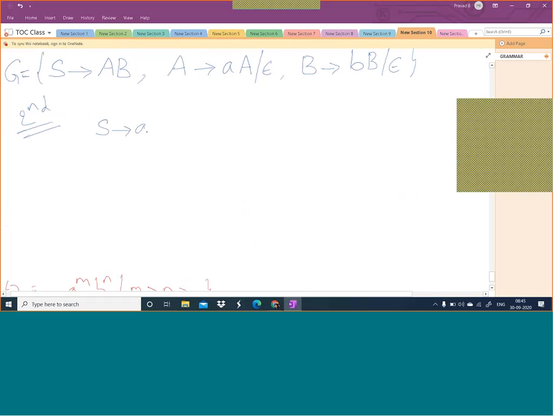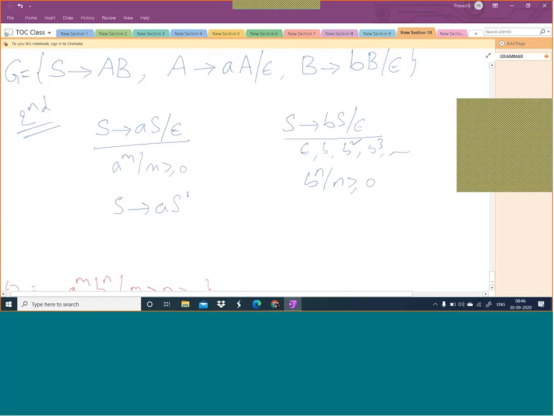Here, S derives AS and epsilon. Very well, you know that this gives epsilon, a square, a cube, and so on. Means it gives a power m, m greater than or equal to 0. Suppose these two are the productions, this will give epsilon, b, b square, b cube, and so on. Means it gives b power n, n greater than or equal to 0. If I combine these two, then what will be the grammar?